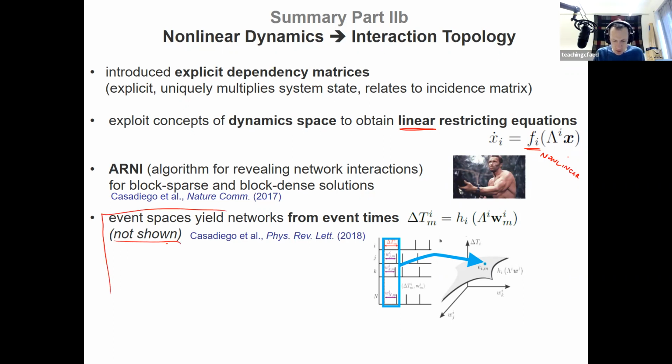Session not shown because it's not shown yet, but it will be shown in a few minutes. We exploit the exact same space. So before we had this dynamic space, we have xi dot here, and the variables xj and xi, all the variables arranged here, and we had this fi of x vector.